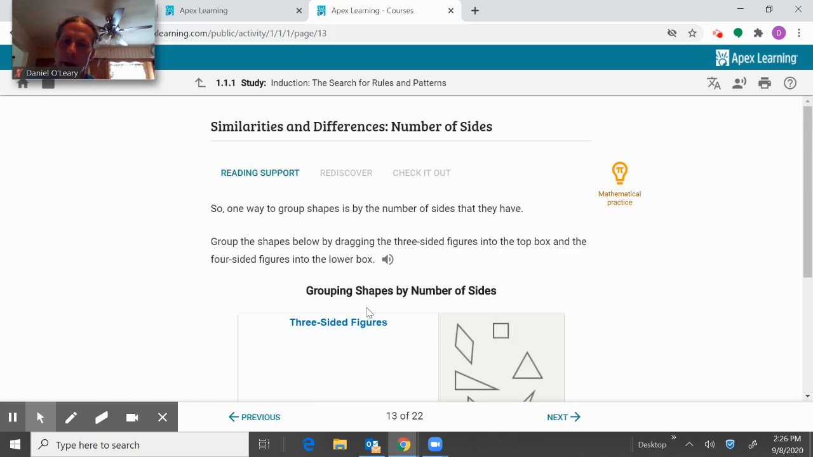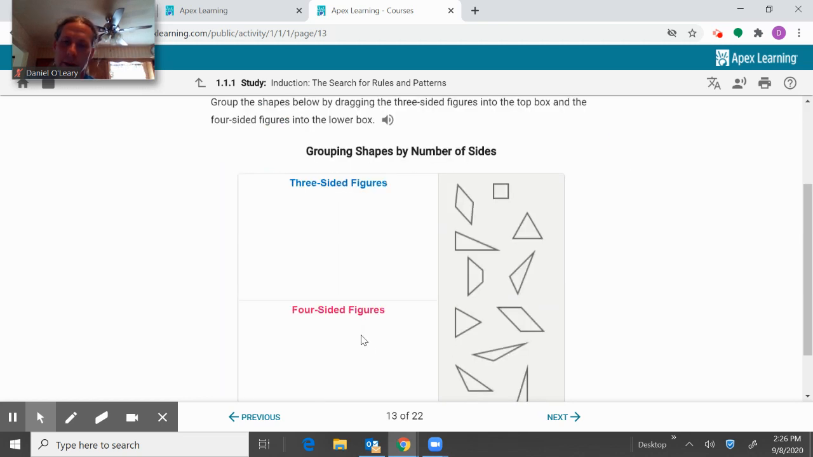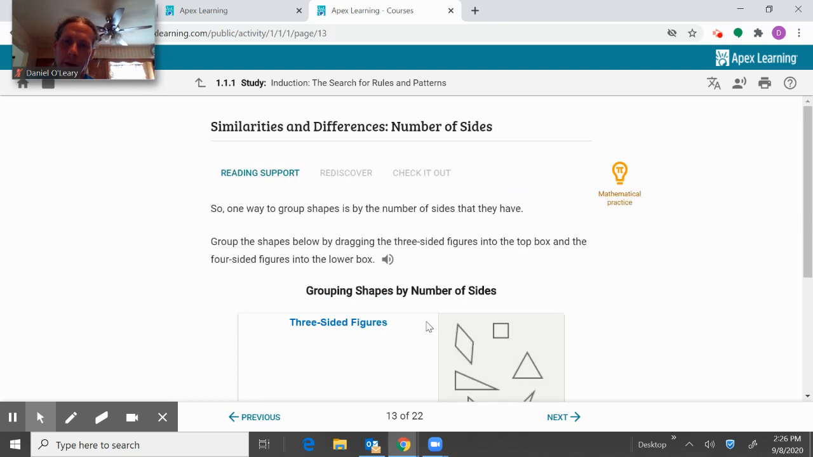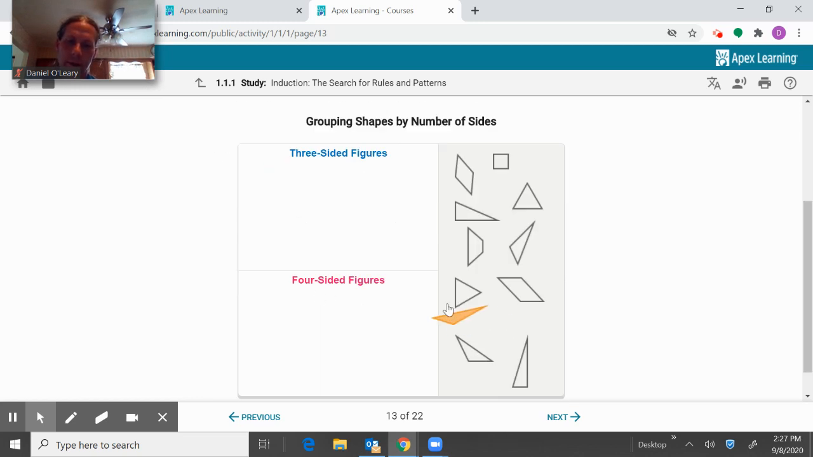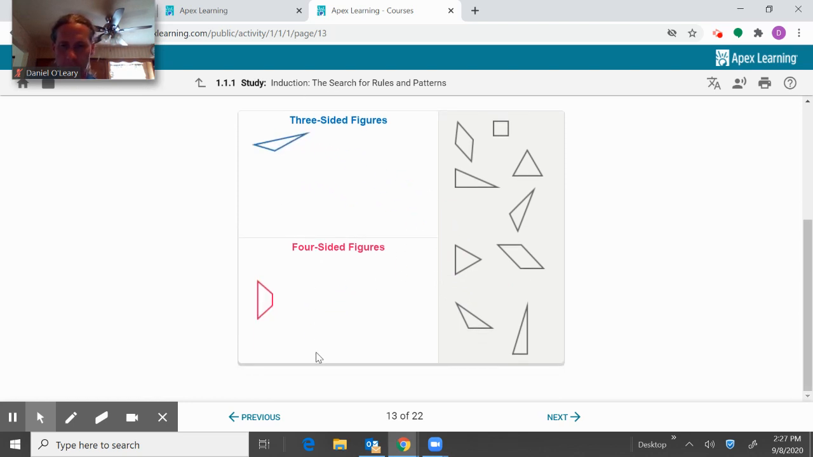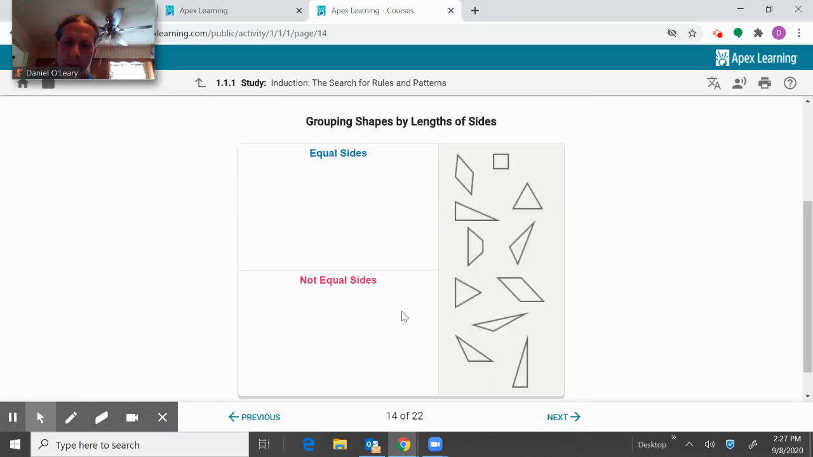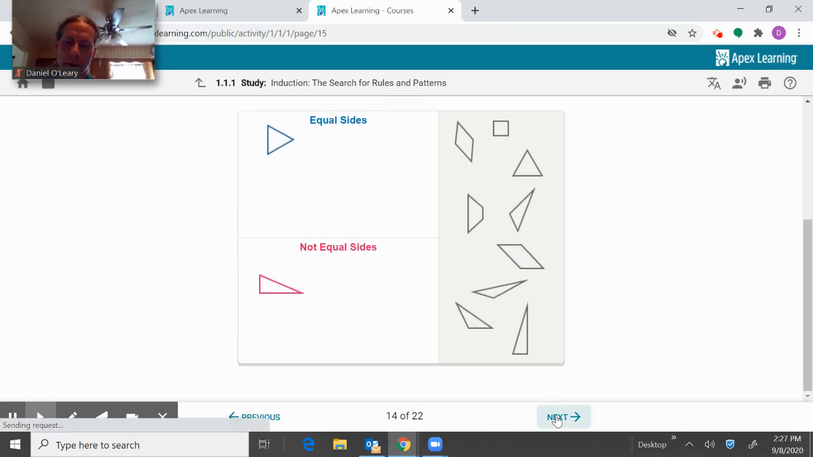Categorization of the figures: three-sided figures, four-sided figures. Group the shapes by dragging the three-sided figures into the top box and the four-sided below. That should be pretty easy for you. Obviously, you want to drag three-sided figures where they belong, four-sided figures where they belong. Nothing too difficult. This next one is a little bit harder: which have equal sides and which don't. This would appear to have equal sides. This certainly would not. So you'd want to drag all of those to where they belong.